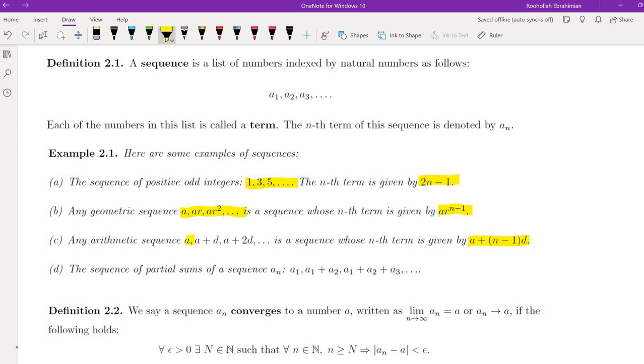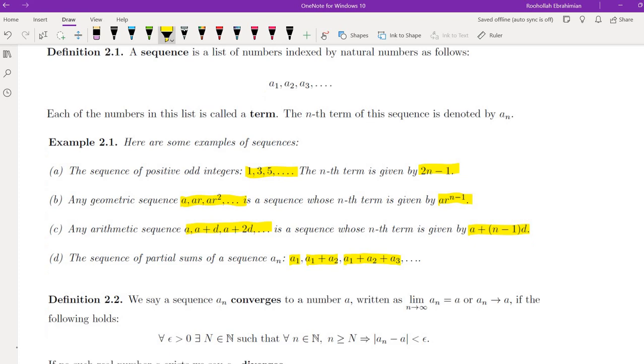1) times the common difference. And if you take a sequence an, the sequence of its partial sums is itself a sequence. So if you take a sequence an, the sequence a1, a1 plus a2, a1 plus a2 plus a3, and so on, that is a sequence.